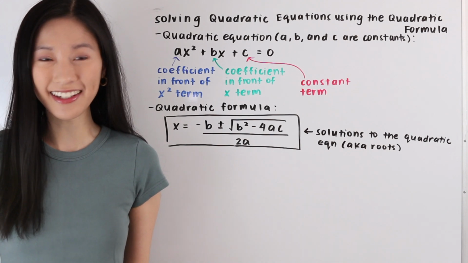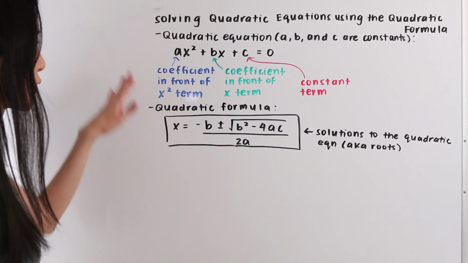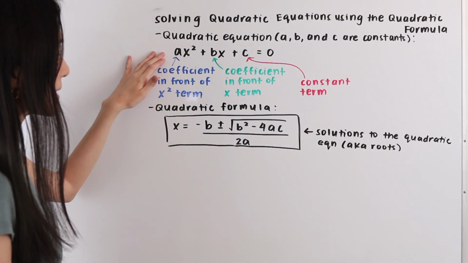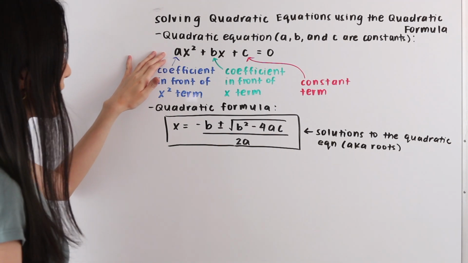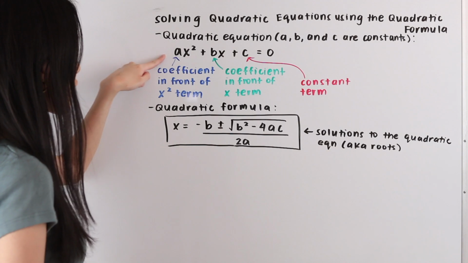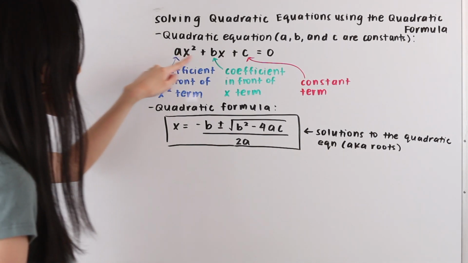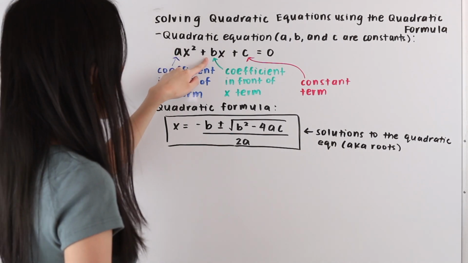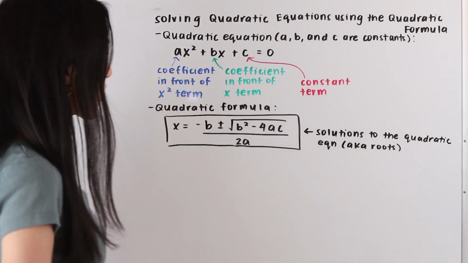In today's video we are going to be learning how to solve quadratic equations using the quadratic formula. So quadratic equations have the following form: ax squared plus bx plus c is equal to 0, and a, b, and c are constants. So a is the coefficient in front of our x squared term, b is the coefficient in front of our x term, and c is our constant term.